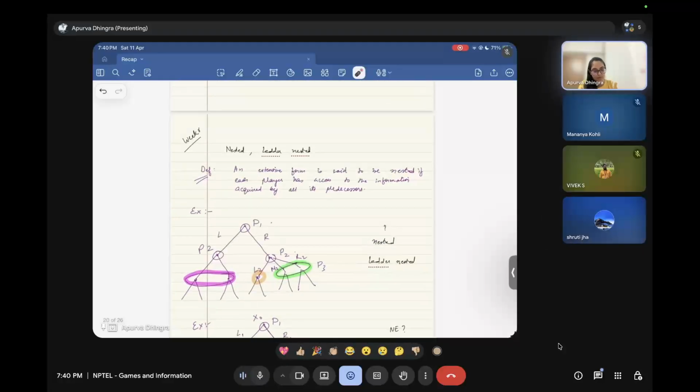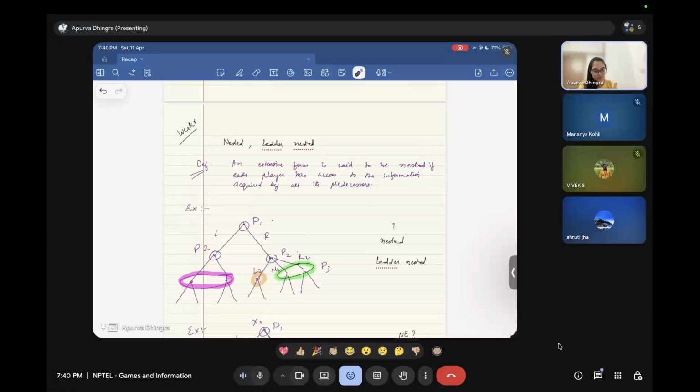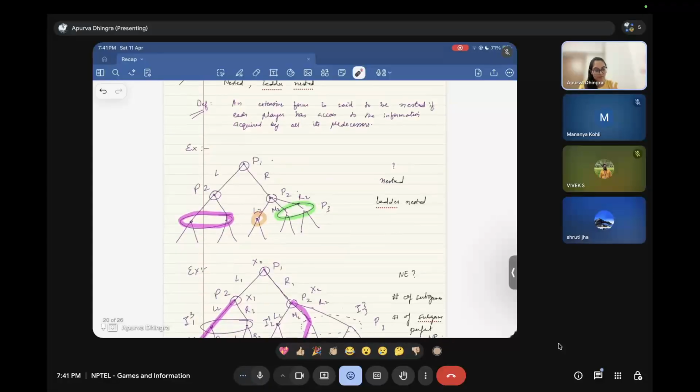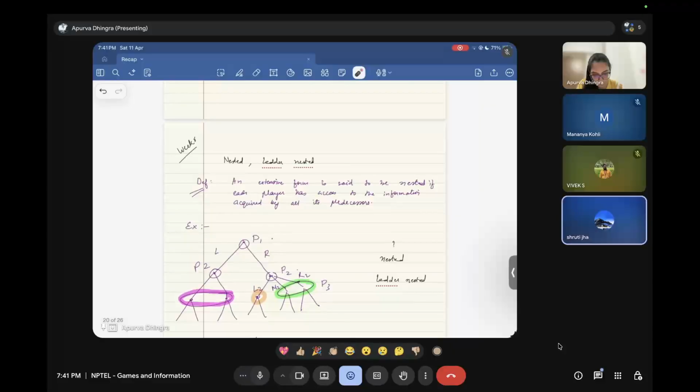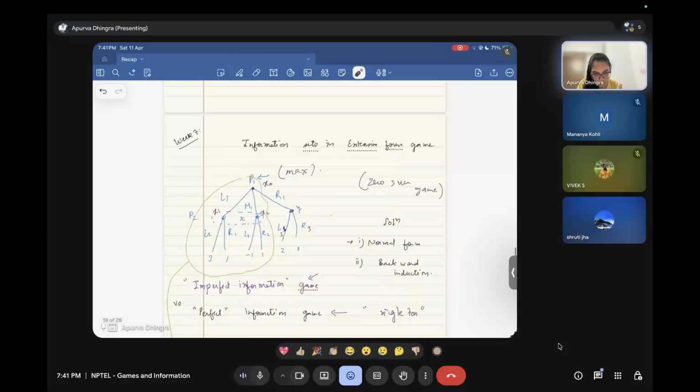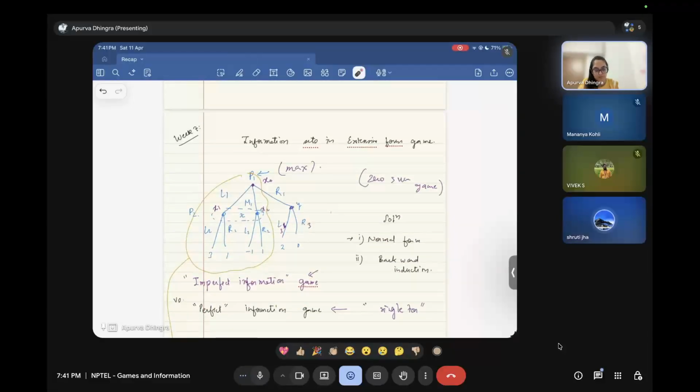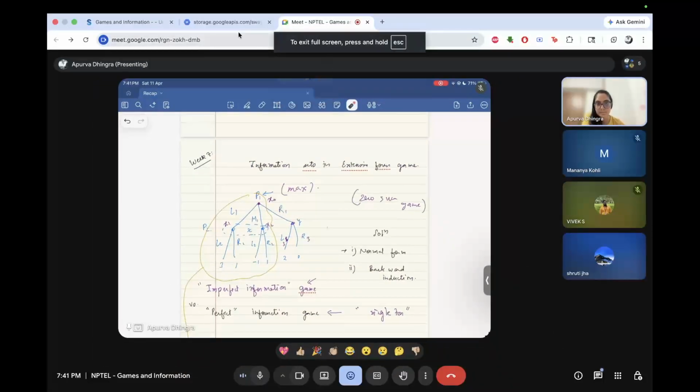Then we talked about a few definitions, which were nested, ladder nested, multi-act games, feedback form games, and all of that. So let's just quickly revise those points. So nested. Sorry. Sorry to disturb you again, but I found out in week 7, question 5 assignment. Okay. You had a doubt in week 7, question 5. One second.